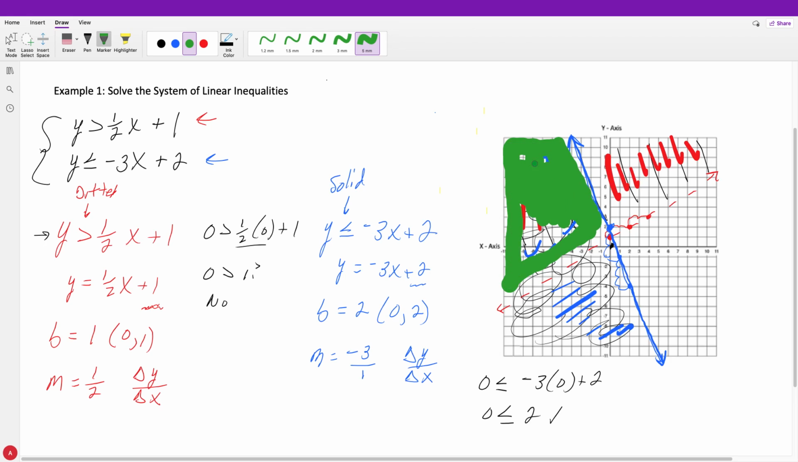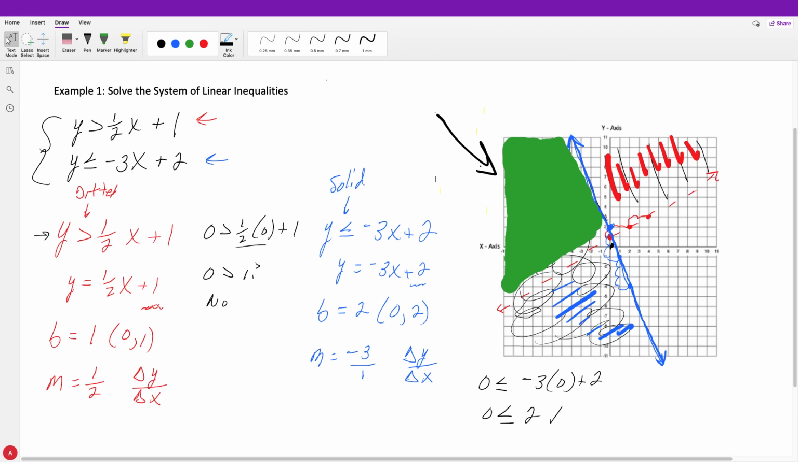And when you are given your answers, you must make sure that you are exaggerating where your answers are. Sometimes when people answer this, they don't actually signify what their answer is or where their region is. So make sure you are letting me know that this region is your answer because it satisfies both. So any point that I pick in that green region will work in either my blue or my red inequalities. All right, so that is one example.